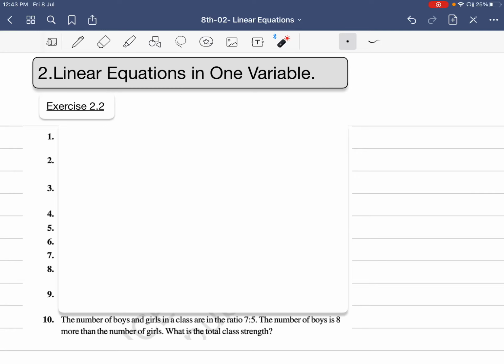So in this video, we are going to solve questions from exercise 2.2. We have already solved 9 problem statements from exercise 2.2. Now we'll see question number 10. So all these questions are word problems.